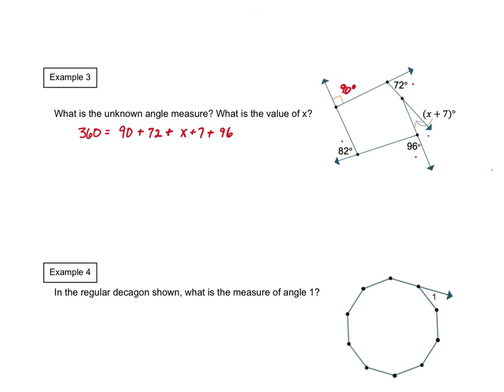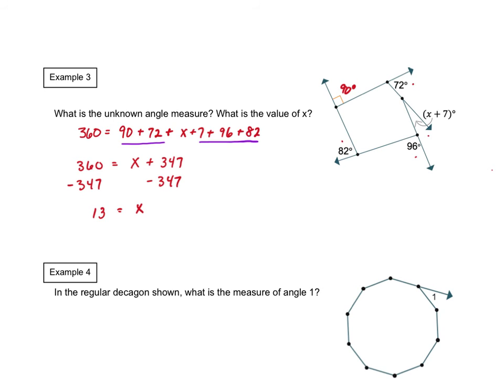plus 96 plus 82. So I've taken all of those measurements, and I'm going to add them together, make them total 360 degrees. When I combine like terms, I can combine all my numbers over here, and I'm going to get 360 degrees is equal to x plus 347. I'm going to subtract 347 from both sides, and I find out that x is going to equal 13.